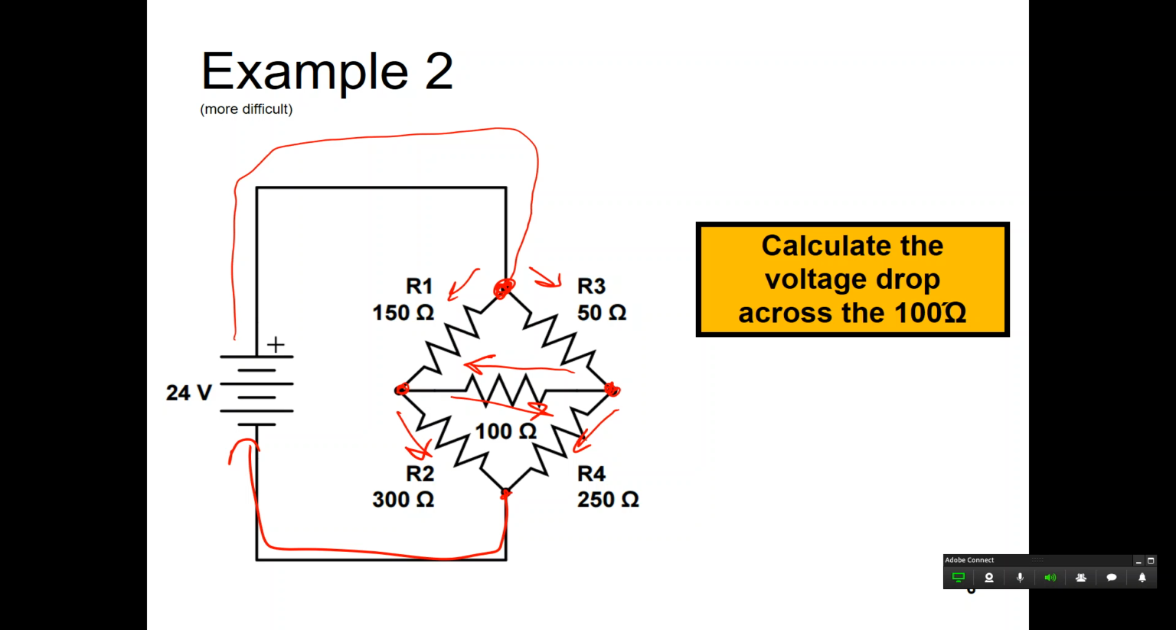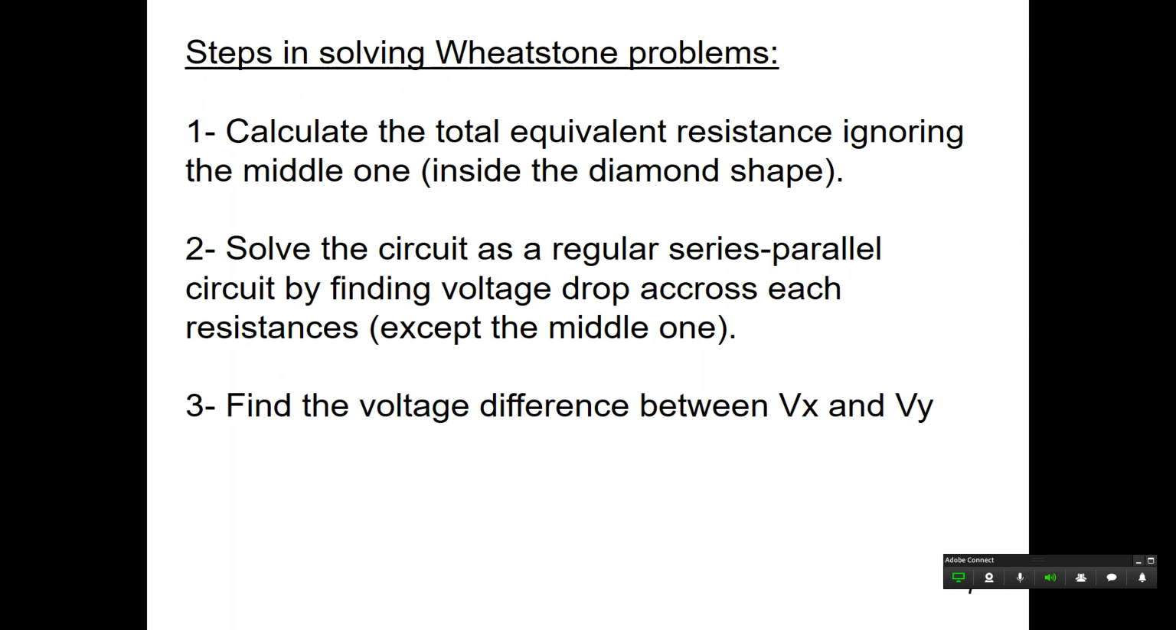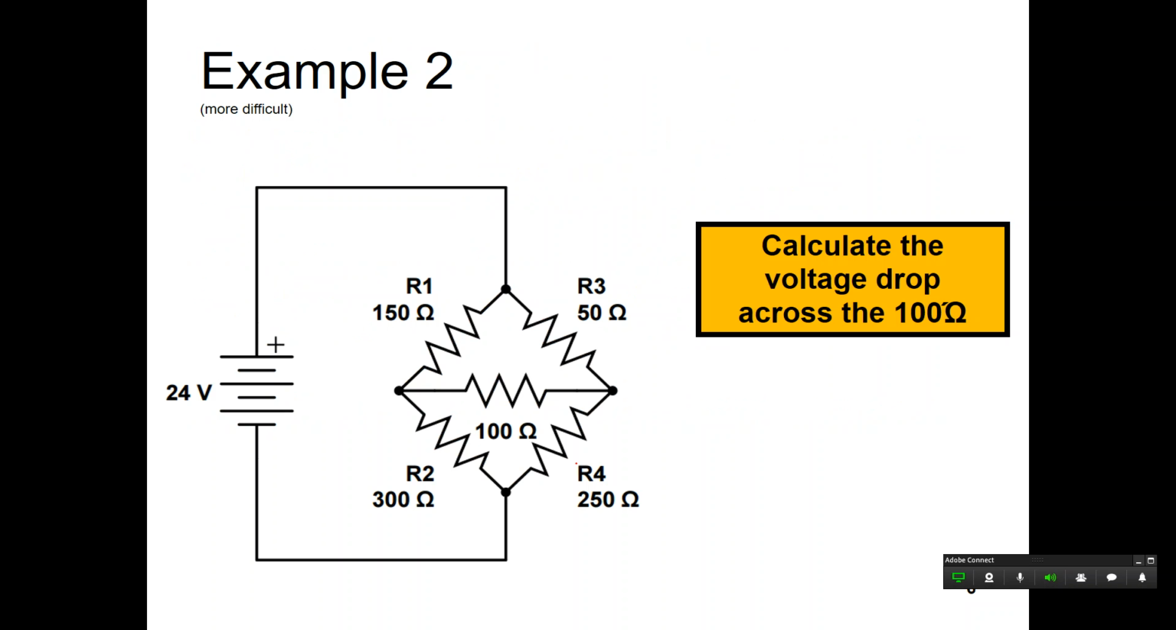So we could solve this using the loop rules that we did, Kirchhoff's loop rules. But there is another method called Thevenin's method, and that's what we're going to look at today. I'm going to erase all this, and we're going to go through all the steps. Big disclaimer here: the steps are long. The first thing I want you to do is calculate the total equivalent resistance, ignoring that middle resistance. So just remove it and calculate REQ. That's step one.